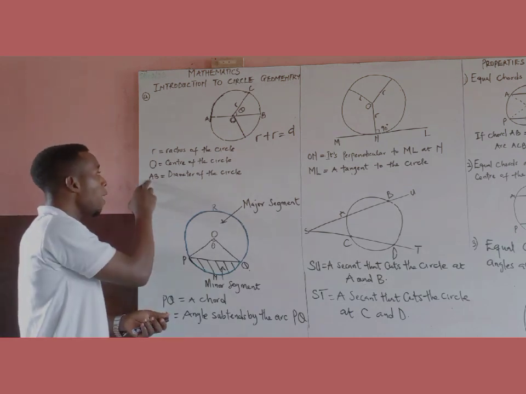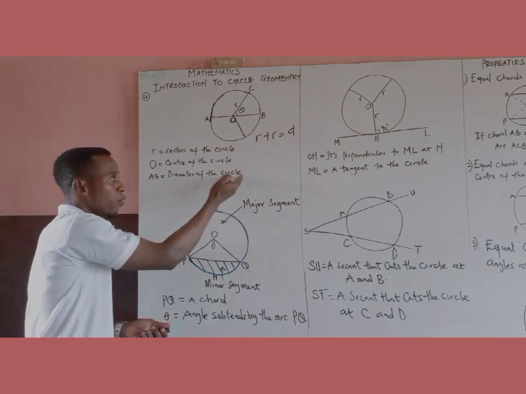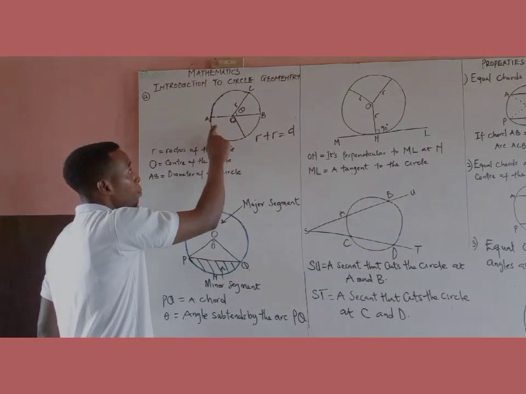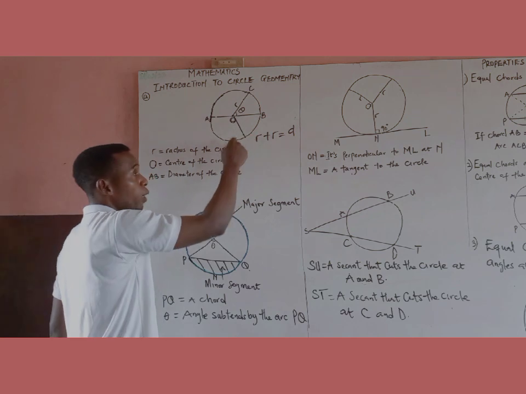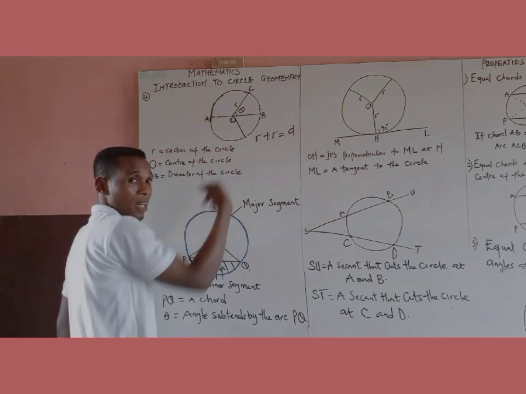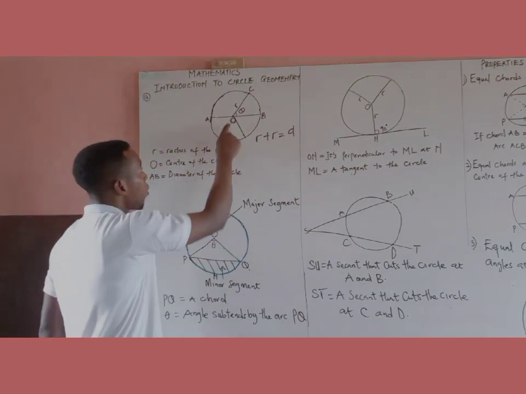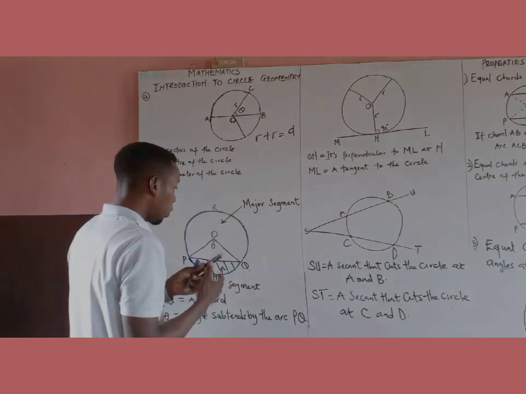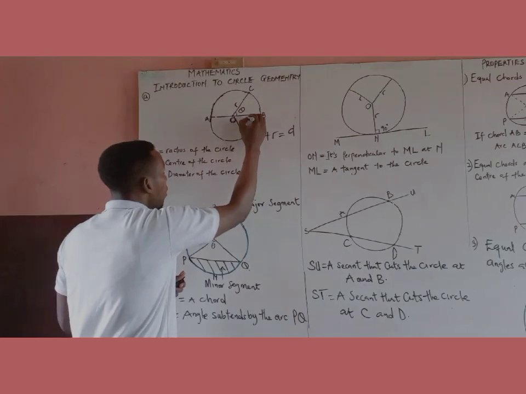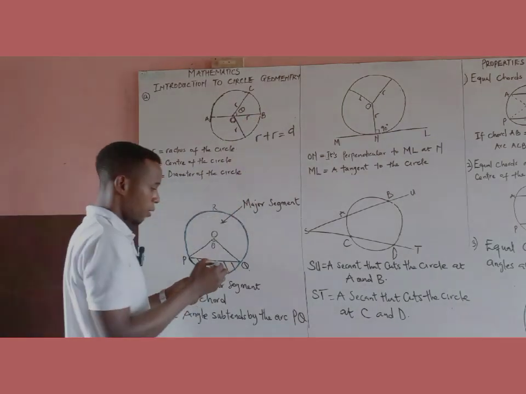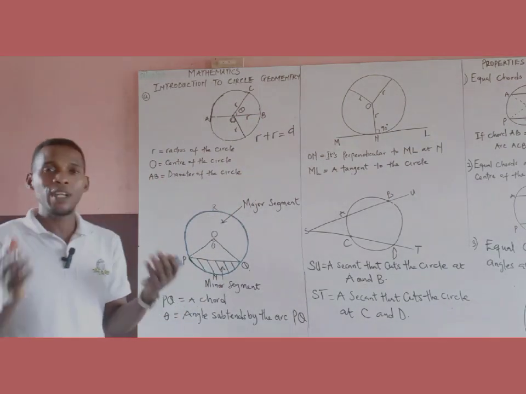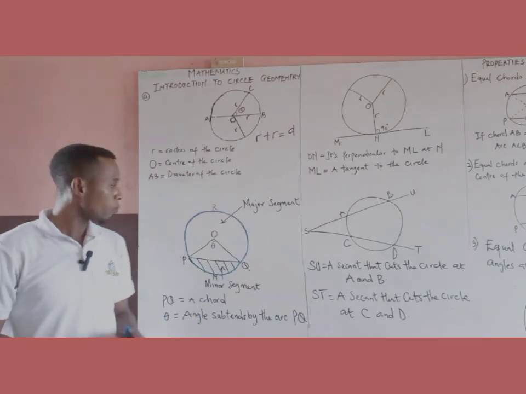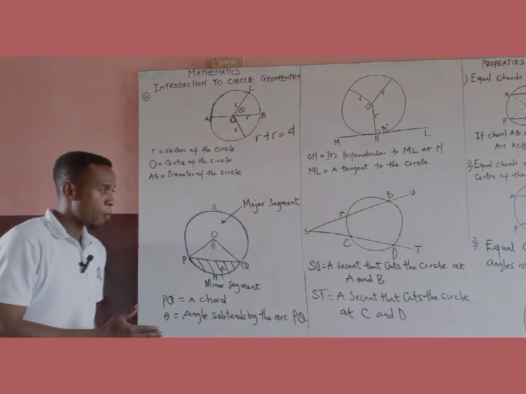Now, AB is the diameter of the circle. That is, OA plus OB will give you the diameter of the circle. That is, OA, which is a radius, plus another OB, which is a radius, will give you a diameter. Simply, two radii will give you a diameter.